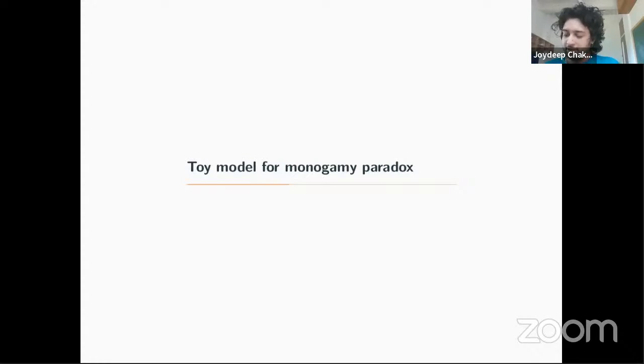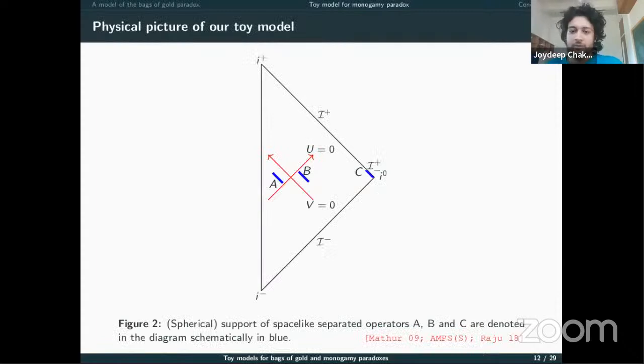monogamy of entanglement. So let me briefly describe what this monogamy paradox is first. The monogamy paradox within effective field theory is the statement that ingoing and outgoing pair-produced Hawking quanta are maximally entangled, and thus the outgoing Hawking quanta cannot be entangled with other escaped Hawking quanta. So we are making a toy model in order to analyze this paradox.